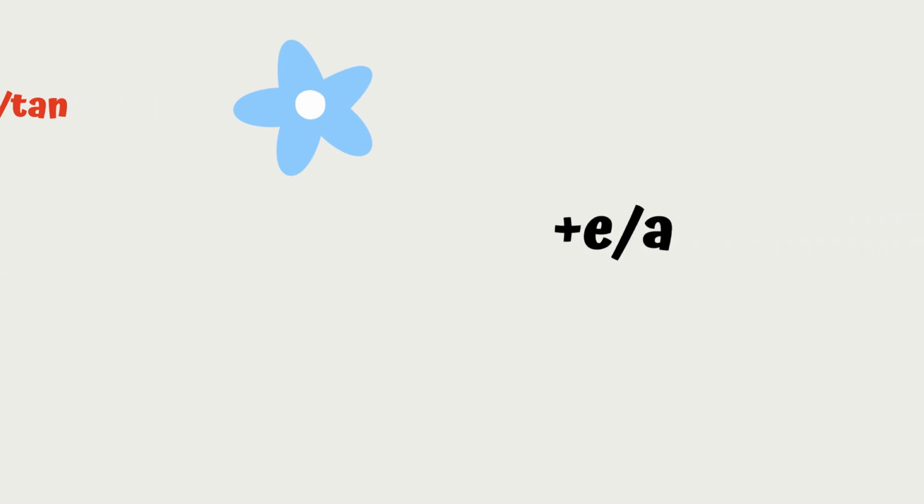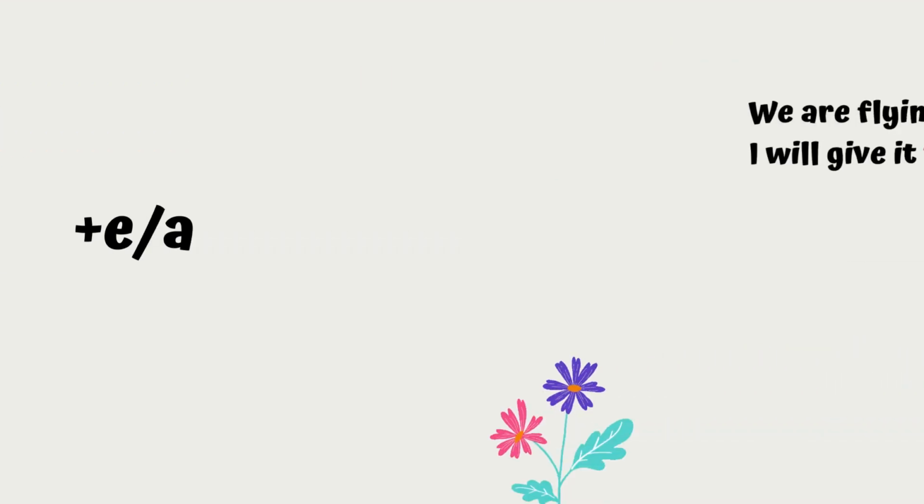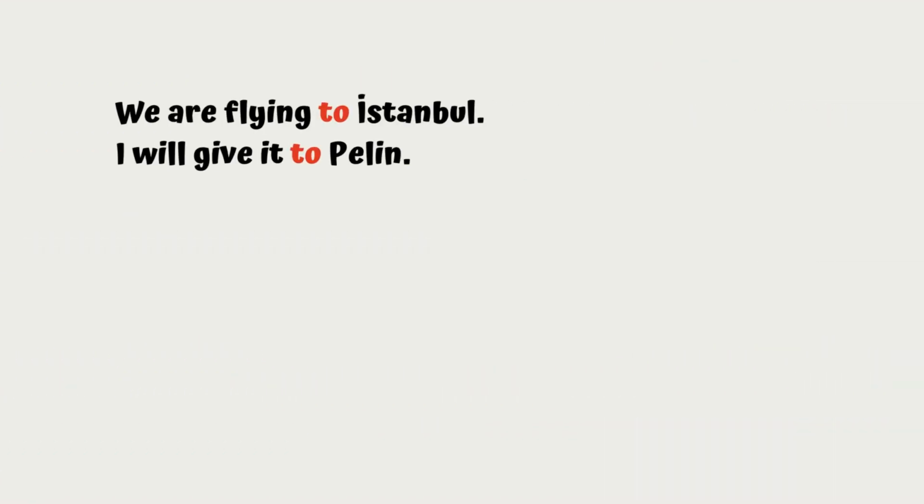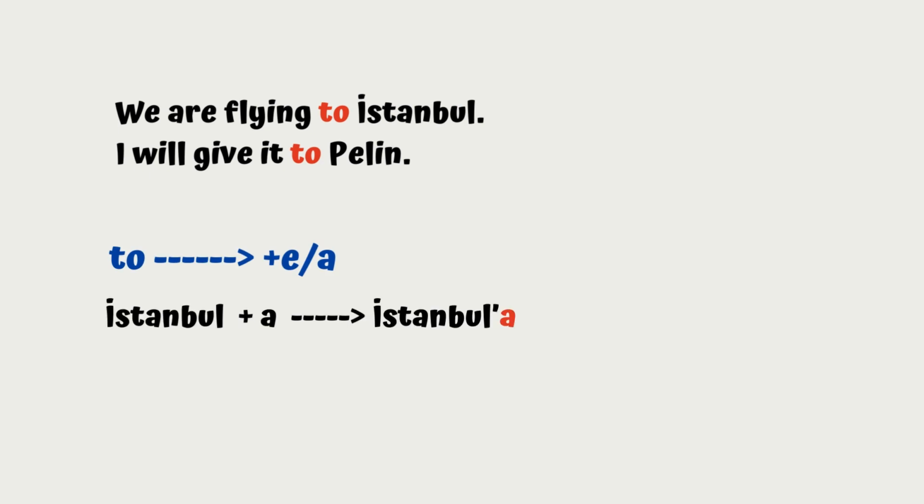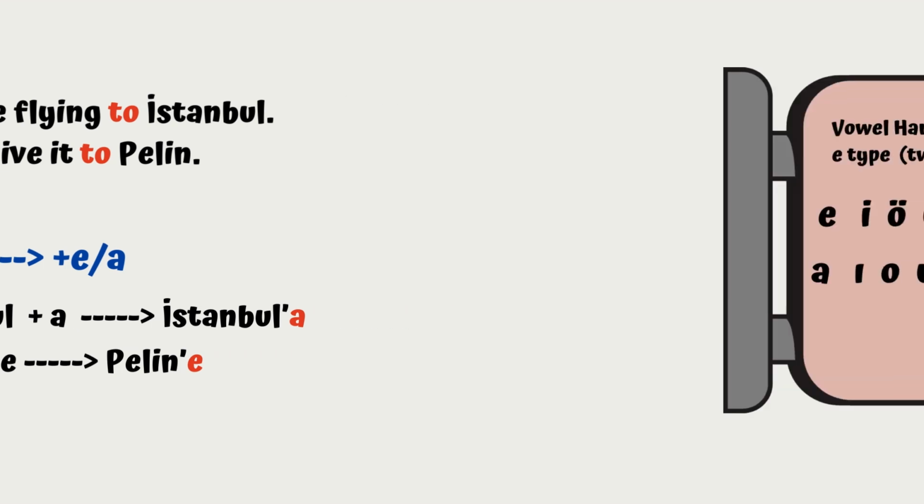Let's take a look at e and a. In English we say we are flying to Istanbul. I will give it to Pelin. So how do we say to in Turkish? By adding e or a at the end of the word. For example, Istanbul'a. Pelin'e. Don't forget to put an apostrophe there after proper nouns. Okay, let's take a look at these examples.